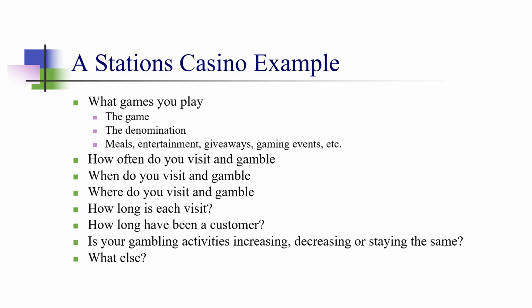Let's just look at this then really quickly from a Stations Casino example. A Stations Casino database, in theory, can tell Stations Casino which games you play, the specific game, the denomination of that game. Can also identify whether or not you've consumed meals there, whether or not you've used any of their entertainment options, whether or not you have picked up any of their giveaways, whether or not you've attended any gaming events like slot tournaments or bingo tournaments, etc., or even gone to a Super Bowl party there.